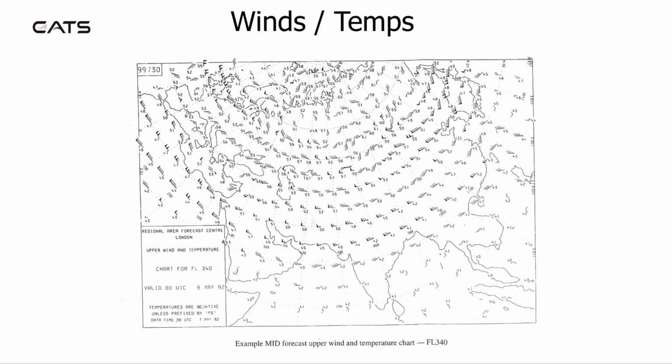A mid-forecast upper wind and temperature chart at flight level 340, as well as showing a lot of westerly winds, also shows nearer to the equator some changing in wind direction and loss of wind strength as easterly flow becomes apparent.